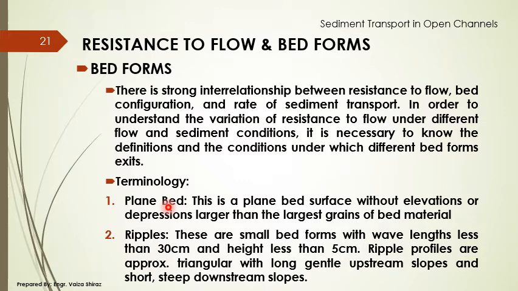First we will discuss what is a plane bed. This is a plane bed surface without elevation or depression larger than the largest grain of the bed material. So you can have slight undulations, but they are not more than the size of the largest grain of the bed material. Then you can have ripples. These are the small bed forms with a wavelength less than 30 cm and height less than 5 cm. Ripple profiles are approximately triangular, with long gentle upstream slopes and short steep downstream slopes.